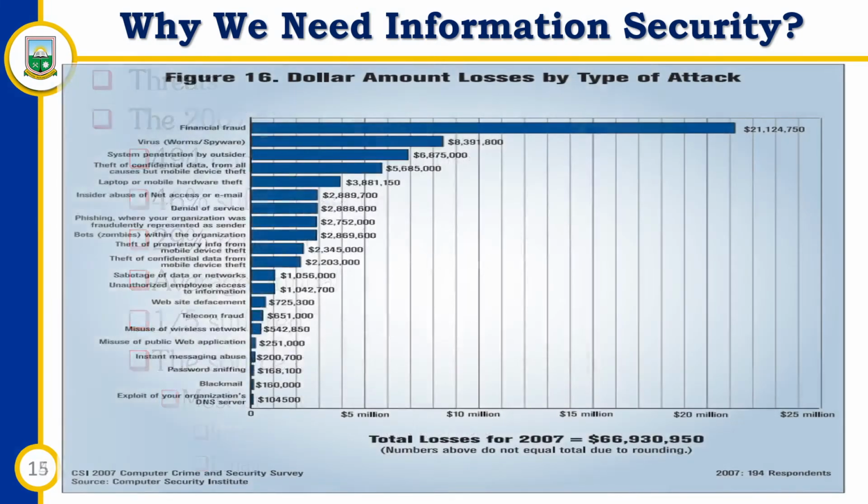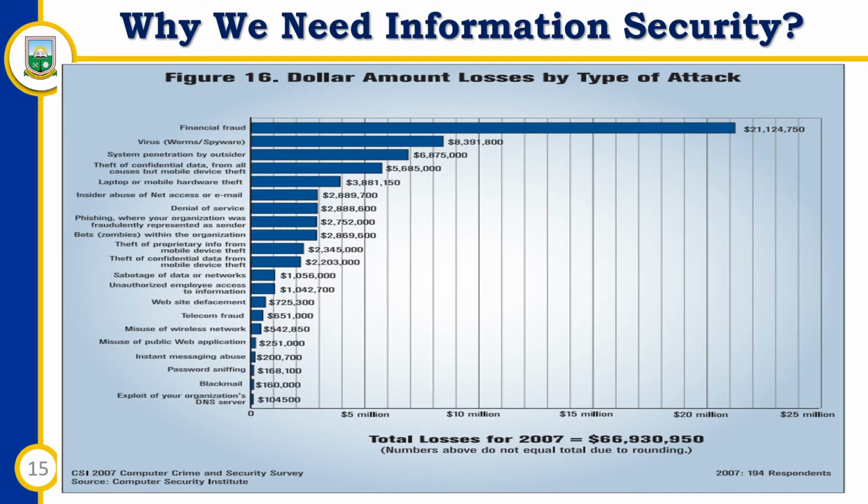So this is a picture of the dollar amount losses by type of attack that occurred in 2007. In total, about 66,930,950 US dollars were lost to all these kinds of attack. So you can imagine how much they lost within a year.